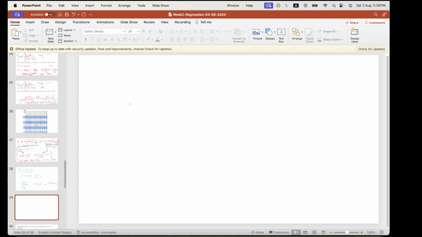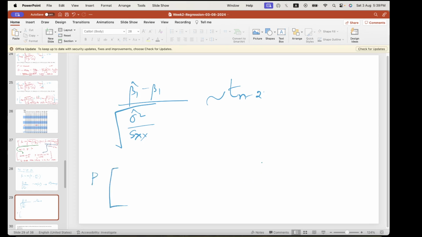Once we estimate sigma square, then beta 1 hat minus beta 1 over root of sigma square hat by sxx again follows a t n minus 2 distribution. So if I have to find a 95% confidence interval for beta 1, I'm going to write it like this: probability of beta 1 hat minus beta 1 over root of sigma square hat by sxx. Then what should it follow? This would be 95%, so 0.95.